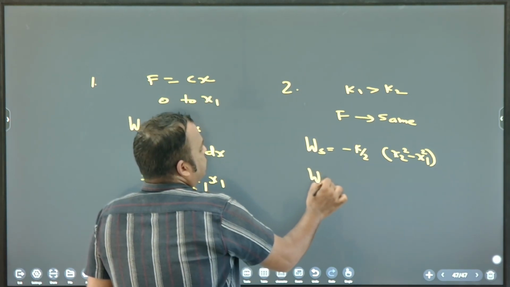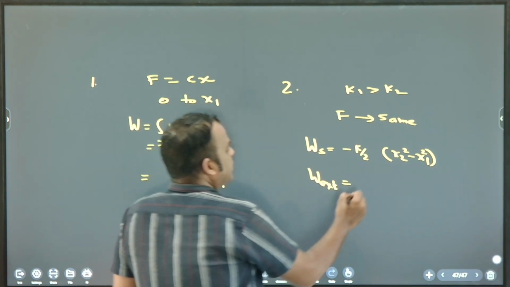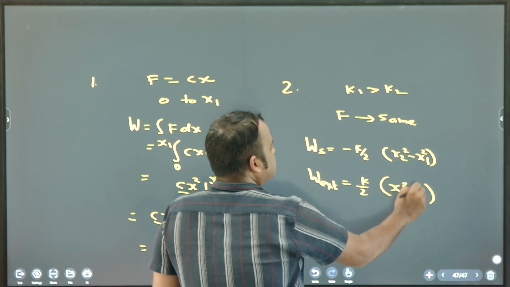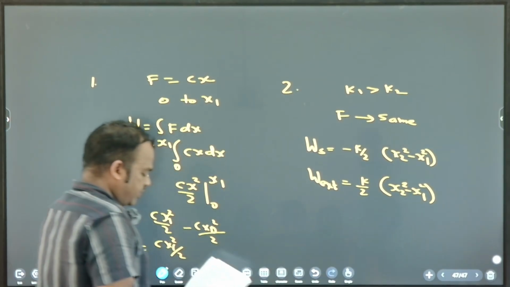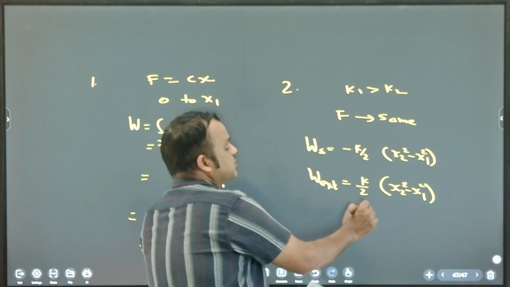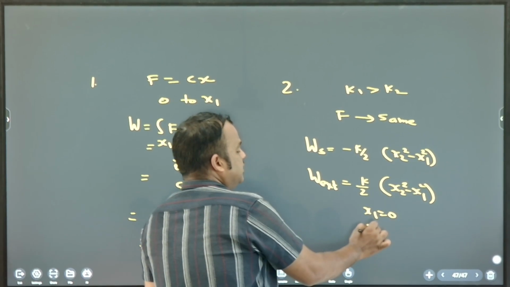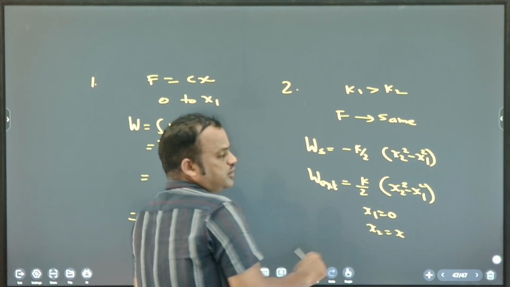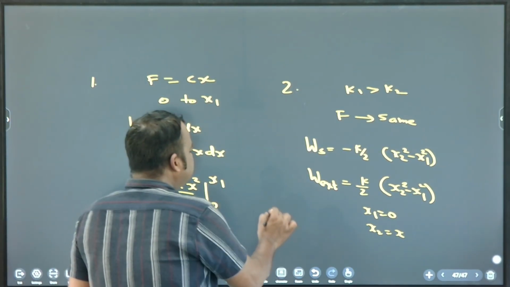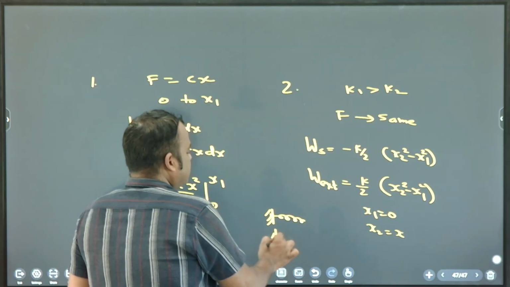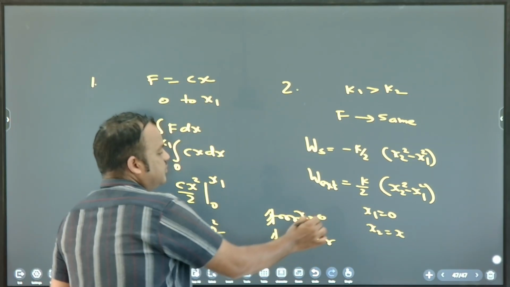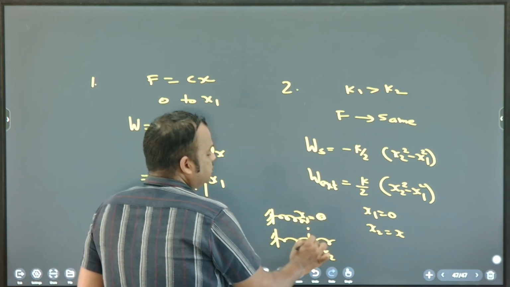So what is the formula for external work done? External work done is K by 2 into x2 square minus x1 square. Now you are stretching the spring. So what is x1? 0, and x2 is x. So what is the initial elongation? 0, and the final elongation is x.